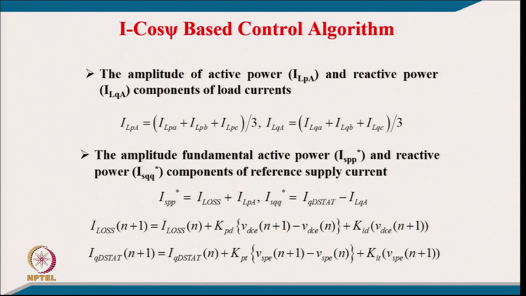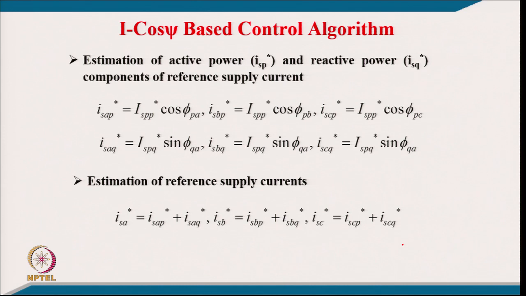So, this is for load balancing, and then for the active component we add the loss, that is the PI control output. Here we subtract, because part of the reactive power generated by the D-STATCOM has to be fed to the load, and only the remaining has to flow into the supply. So, we got the amplitude of the active component and reactive component, and these are the two PI control equations, one for getting the loss, and the second typically for voltage regulation.